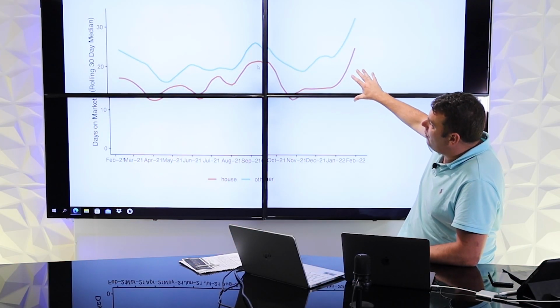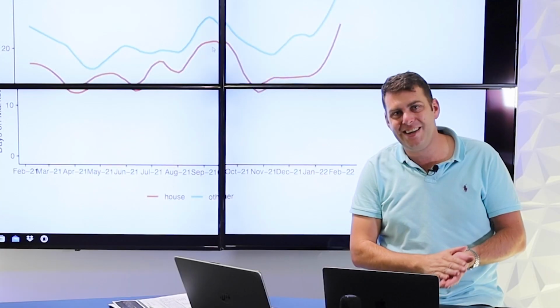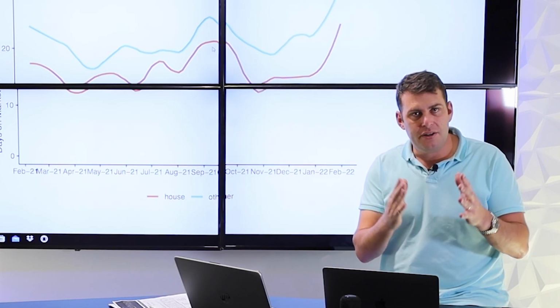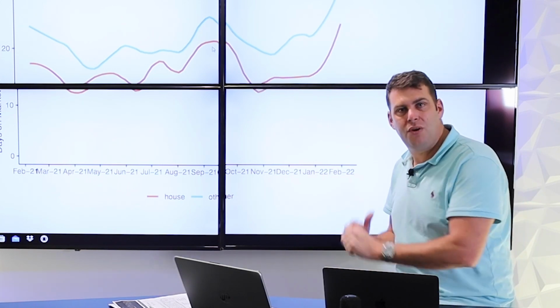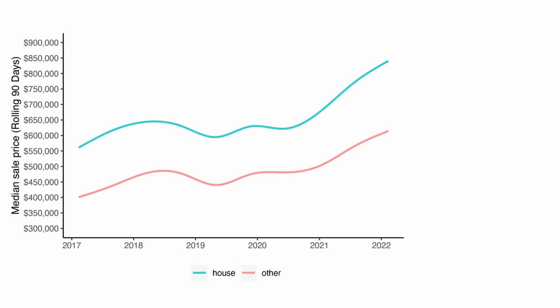Days on market for rental properties, this is now popping. So it's as if people have stopped buying and they've stopped renting in the market. They're moving elsewhere. This is probably outside the scope of today to understand why, but this is what the market is telling us. So at a high level, median sale price.